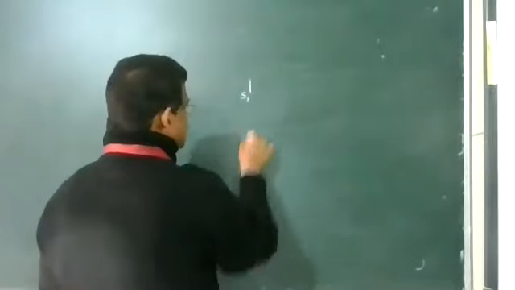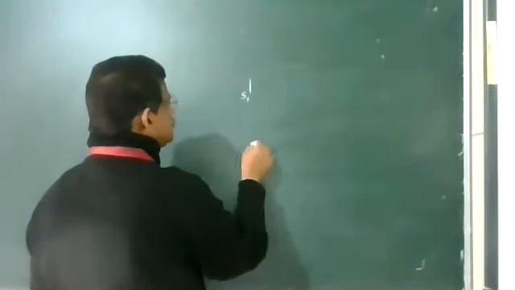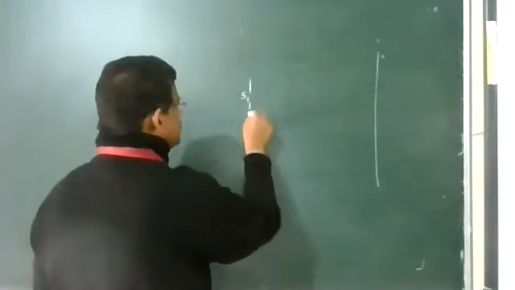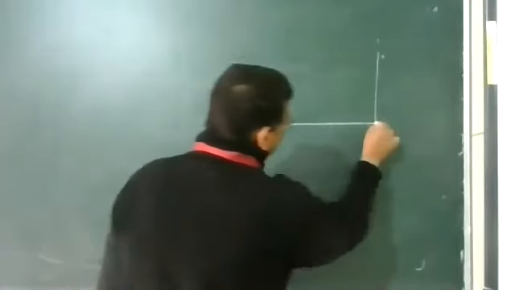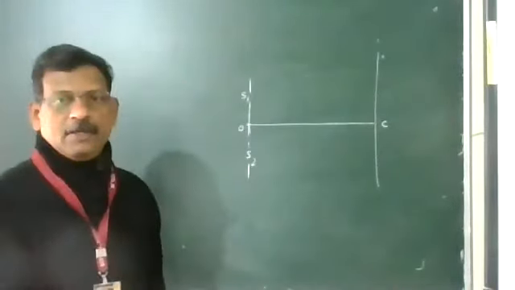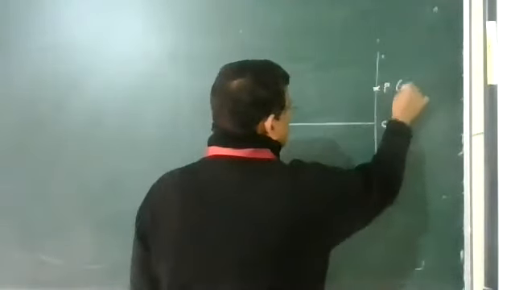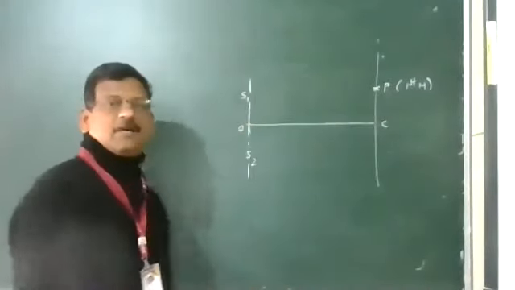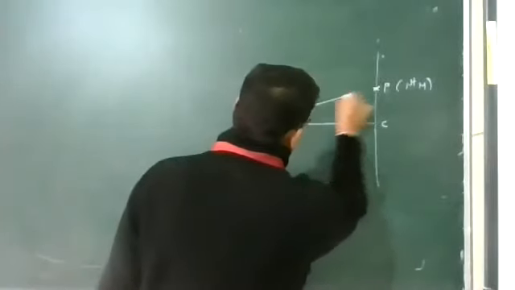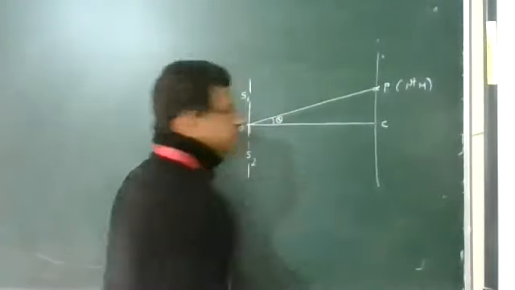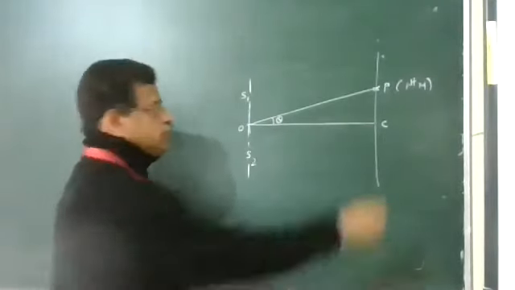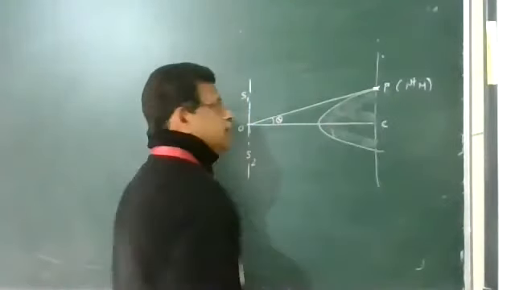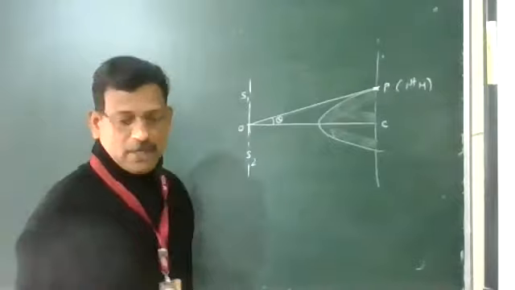See the diagram for this. S1 and S2 are coherent sources, and the screen is here. This is the center O; draw a perpendicular to the center C of the screen. Suppose P is a point representing the first maximum, the first bright band. What angle do you see it at? That is called the angular width or angular separation. Here is the central maximum, and this is the location of the first bright band, which we are going to find.